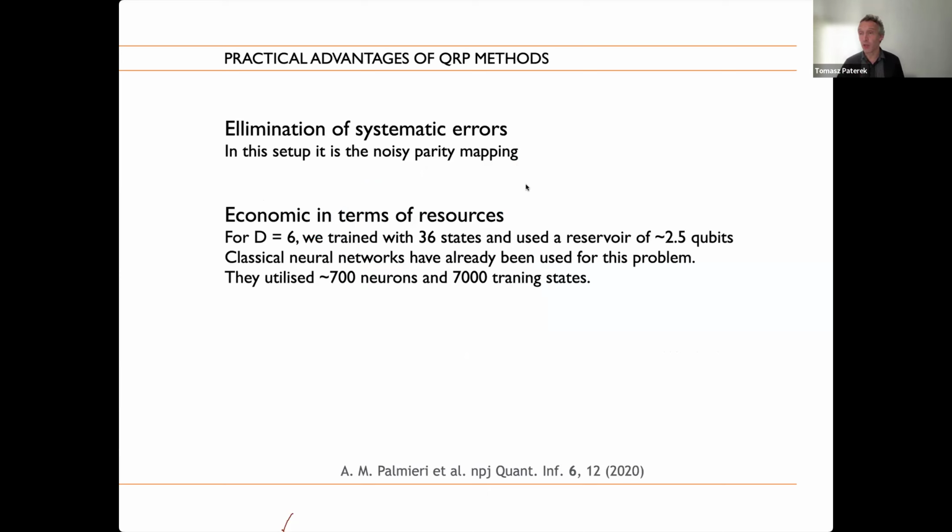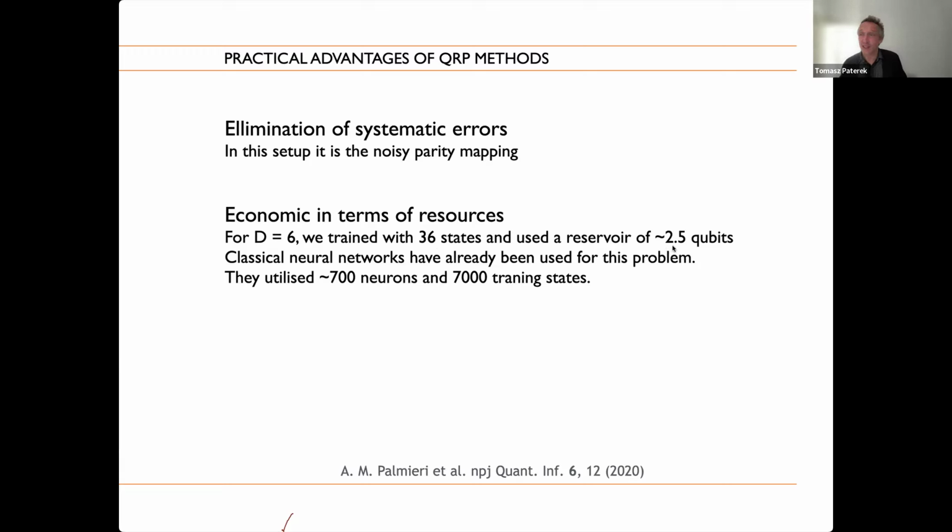So essentially, we always shoot d² states to this device. For example, in the highest dimension that has been realized in the lab, d = 6, we were training this machine with 36 states. And essentially a 6-dimensional reservoir, which means 2.5 qubits. So log of 6, right?